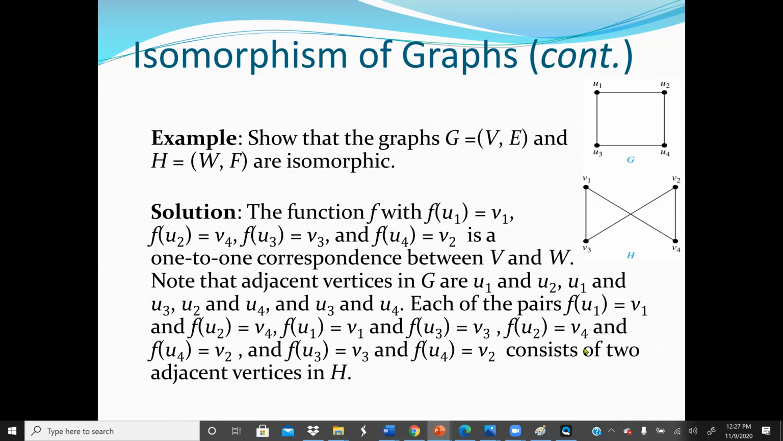And also F at U2 is V4 and F at U4 is also V2. And F at U3 is V3 and F at U4 is also V2. So we can see how it goes. This consists of two adjacent vertices in H. You can see that each vertex also has two edges, adjacents. So this tells us that again, the two graphs G and H are isomorphic.